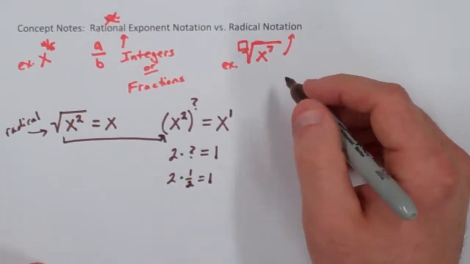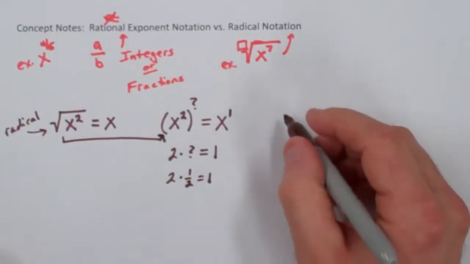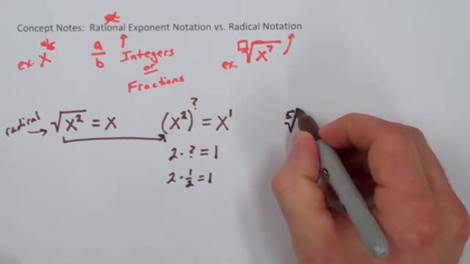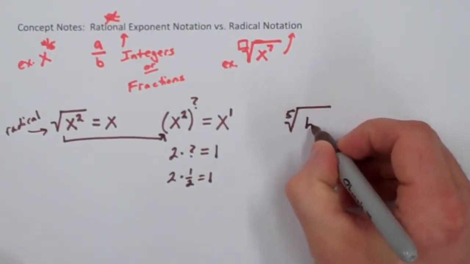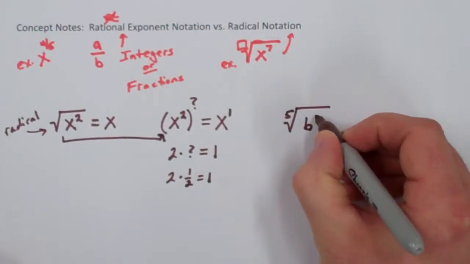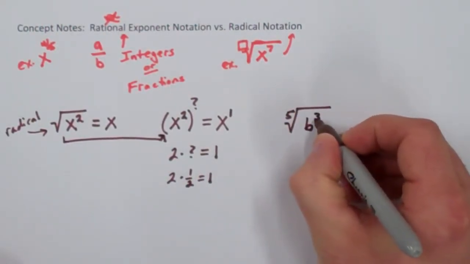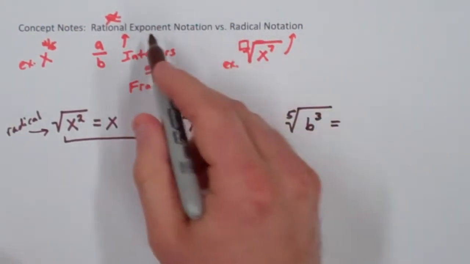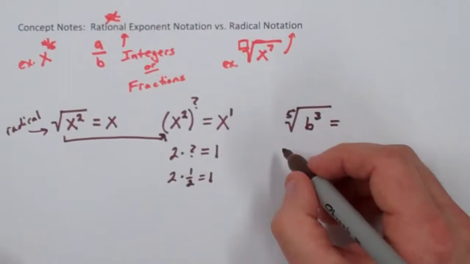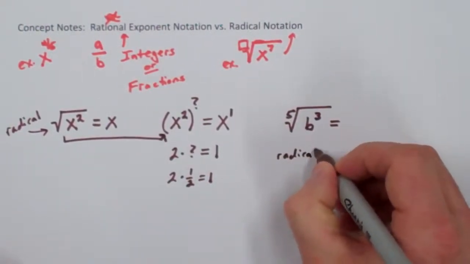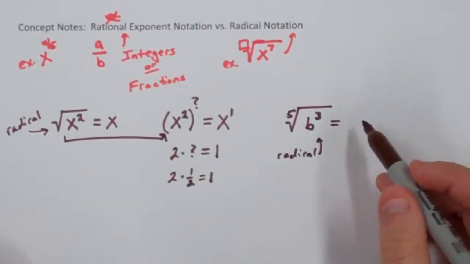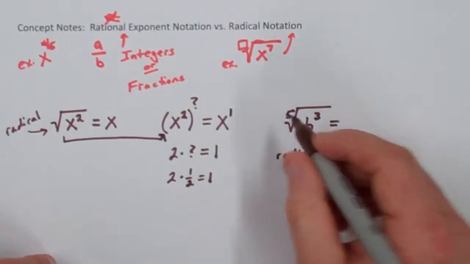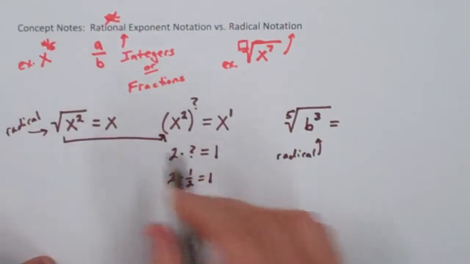So if you had perhaps this example, if you had the fifth root of b to the maybe third power, how do we deal with this fifth root? How do we change that from radical notation into rational exponent notation? So again here, this one is radical. And then over here on this side, we want to change that into something that looks more like a rational exponent, so kind of like this.